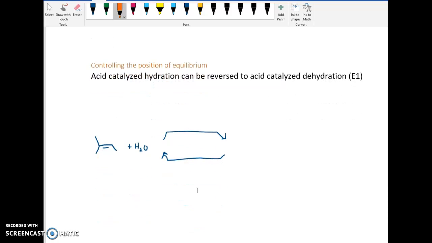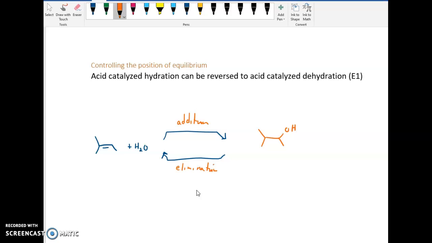Now we want to control the position of the equilibrium here. We can have addition, and that makes, we've already talked about, this form here, or we can have elimination.